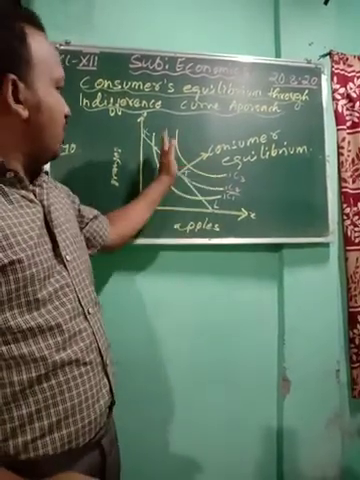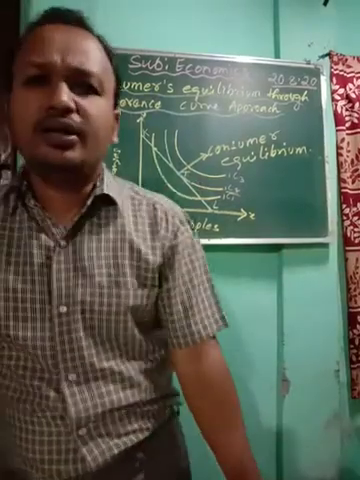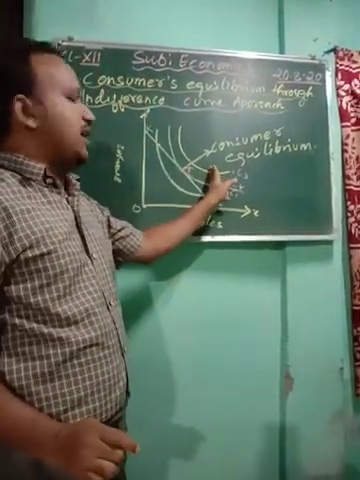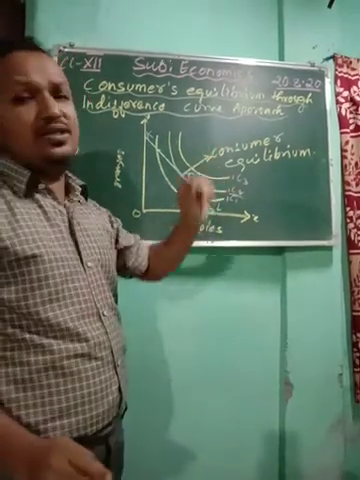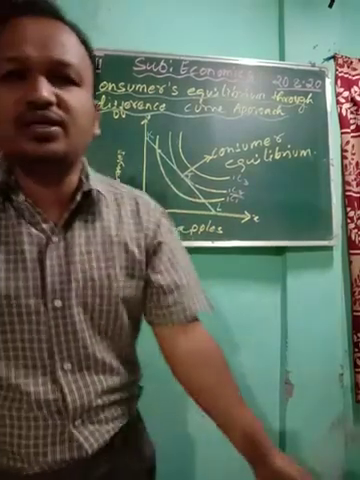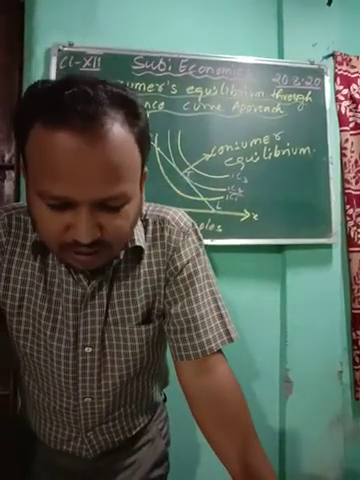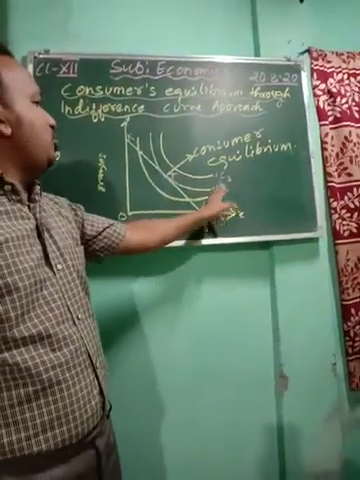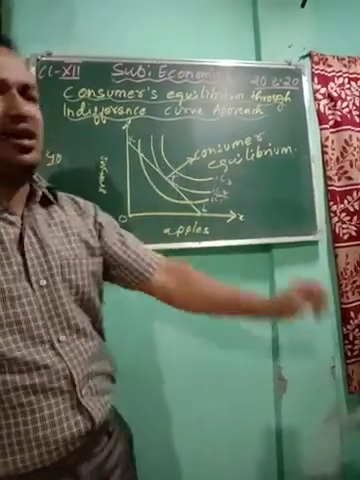Here, according to his budget, he is able to get the maximum satisfaction. Now see, he cannot go to this IC3 because it is beyond his reach, and he cannot come to this IC1 because it is lower than his budget. So in this way a consumer will attain equilibrium in IC2, not in IC3 and IC1.